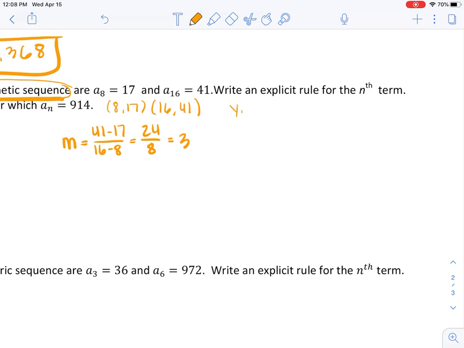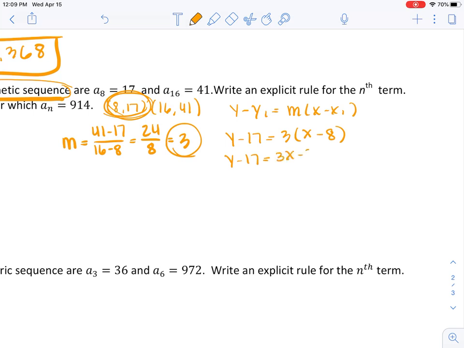Now I can use the formula y minus y1 equals m times x minus x1. And I can plug in either one of these points. I'm going to choose the smaller point and the slope right here. So y minus 17 equals 3 times x minus 8. y minus 17 equals 3x minus 24. Add 17 to both sides, and I get y equals 3x minus 7.